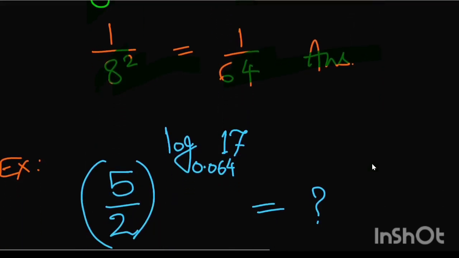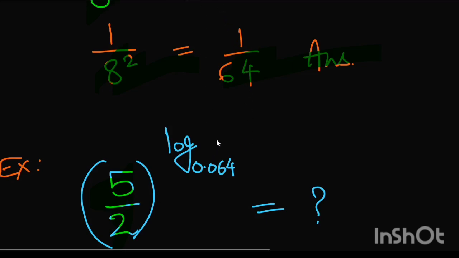Now let's try to simplify this. 5 by 2 to the power of log 17 base 0.64. It should be 216 rather. Just a minute, guys.